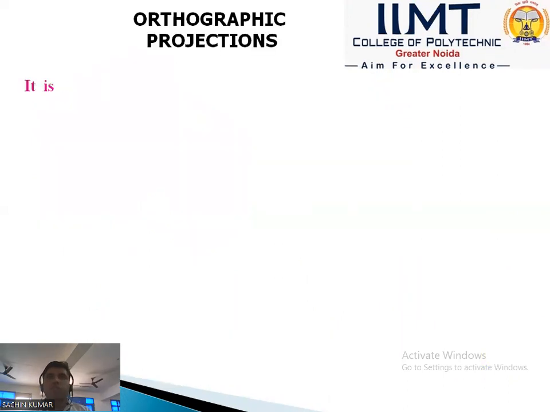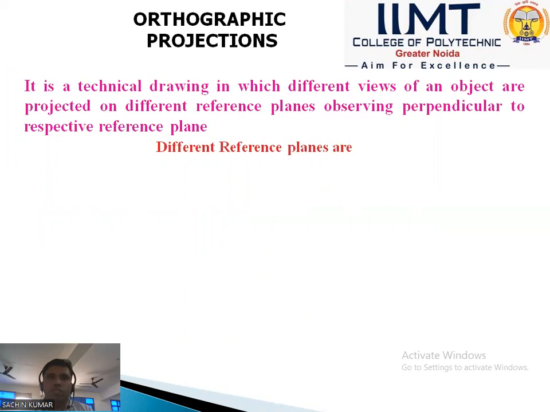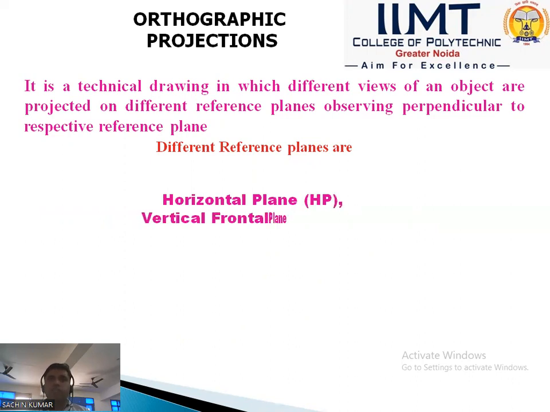What is projection? It is a technical drawing in which different views of an object are projected on different reference planes, observing perpendicular to the respective reference planes. What are the planes? The different reference planes are the horizontal plane, denoted by HP, the vertical plane, denoted by VP, and the side plane or profile plane. So three types of planes are used in orthographic projection. These planes are perpendicular to each other.